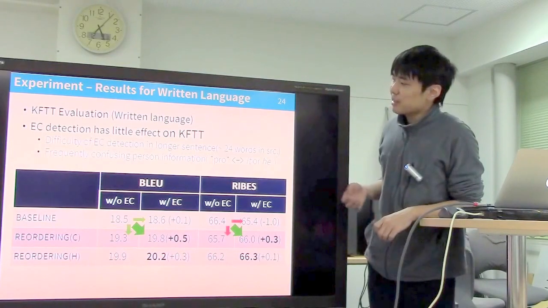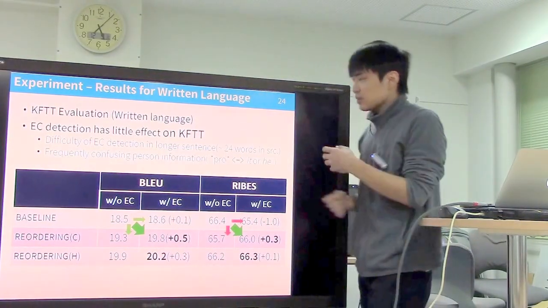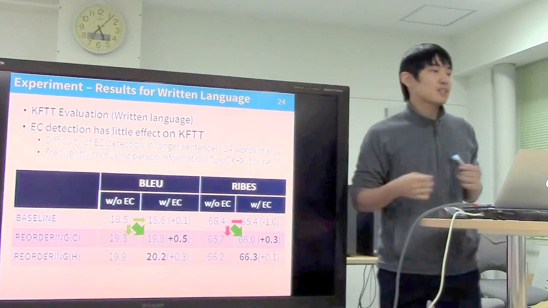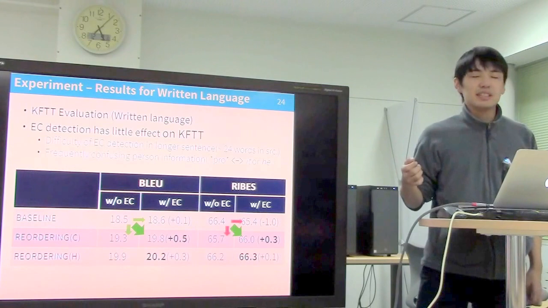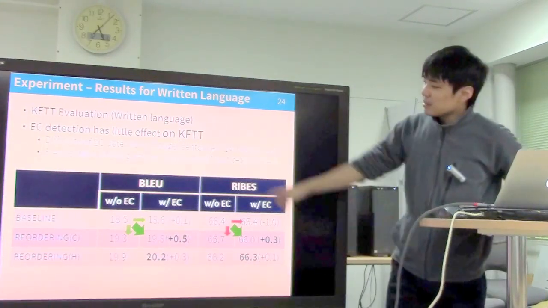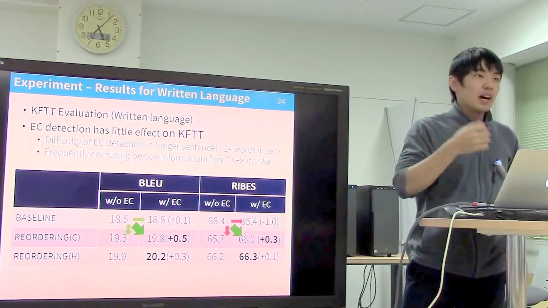And another problem is also observed frequently. Confusing the person information of the empty categories is also frequent. For example, a dropped pronoun is confused between it and he.